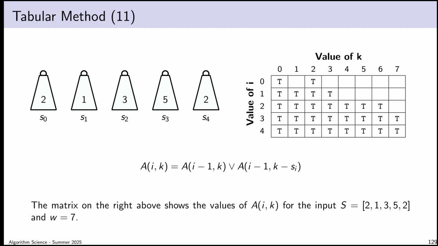In this case, the weights are 2, 1, 3, 5, 2, and my goal weight is 7. And I will lament here that I would like to do an example with 10 weights because I feel like it is actually quite tangible.